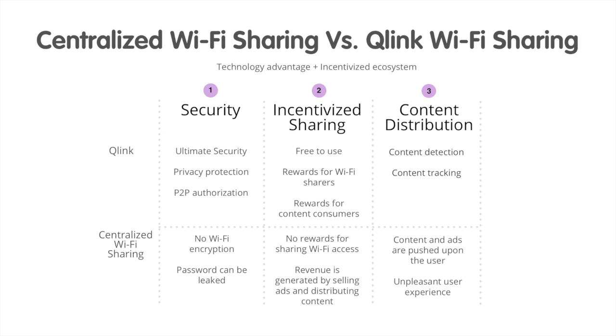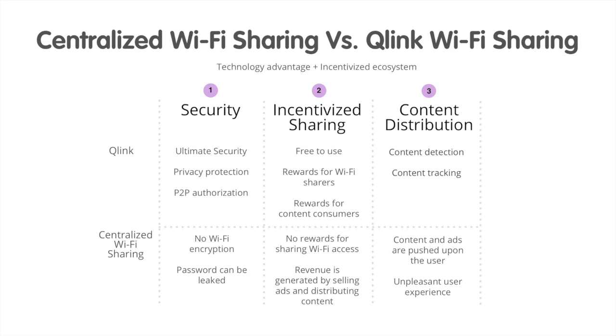Using blockchain, Qlink has a method of authorizing the password to be transmitted P2P directly from the Wi-Fi device to the user's device. I'll show you how that works on the next slide, but we feel like this really improves upon security. The second is there isn't really a lot of incentive to share your Wi-Fi at the moment. Unless you're something like an airport lounge or a coffee shop, you're really only doing it as an added convenience to your customers.